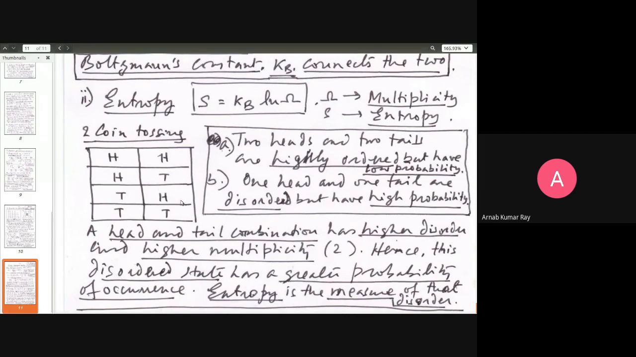See, this macroscopic outcome has got a higher multiplicity. Omega, capital omega, is the multiplicity. It was Boltzmann who showed that in any natural phenomenon, multiplicity is connected to the entropy of that state.